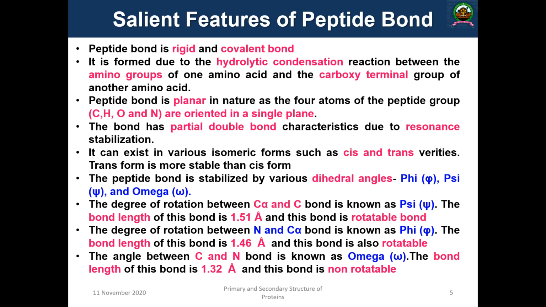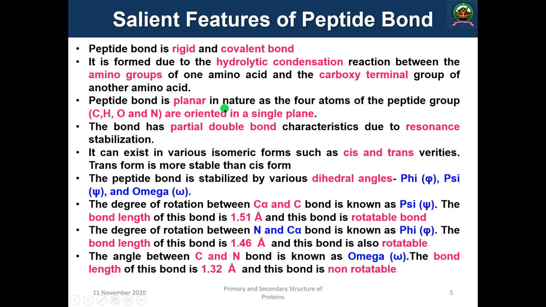Then what are the characteristic features of the peptide bond? This peptide bond is a rigid and covalent bond which is formed due to the hydrolytic condensation reaction. The first property is rigid and covalent. The second feature is it is formed due to the condensation between the amino group of one amino acid and the carboxyl terminal group of the other amino acid. And this bond is planar, that means the C, H, O and N, these 4 residues are oriented in a single plane.